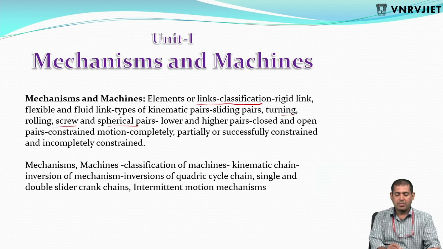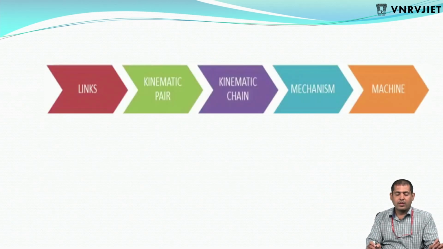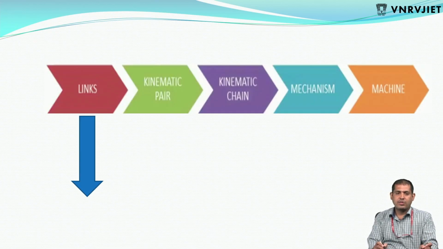The second half is mechanisms and machines. Here: the classification of machines, kinematic chains, inversions of mechanisms, inversions of the quadric cycle chain, single and double slider crank chain, and intermittent motion mechanisms. Overall, in this unit 1 we are going to discuss these 5 parts. First one is link, then kinematic pair, kinematic chain, mechanism, and finally machine.